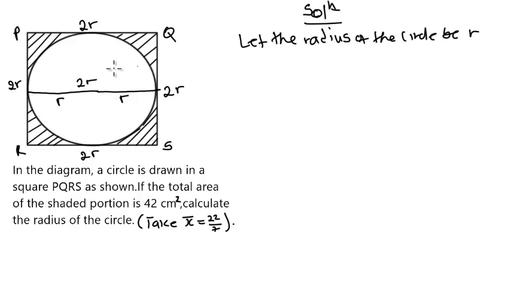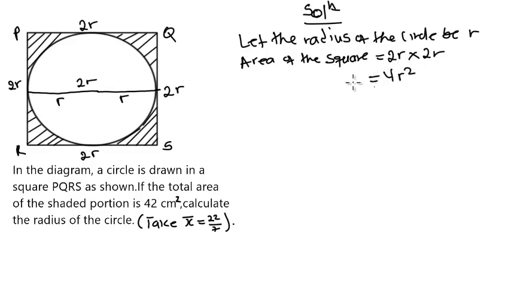Now let's go ahead and calculate the area of the square. So the area of the square will be equal to, now the area of a square is what? Length times length. And the length here is 2r. So I'm going to have 2r times 2r. And so this is going to give me 4r squared. So this is the area of the square here.